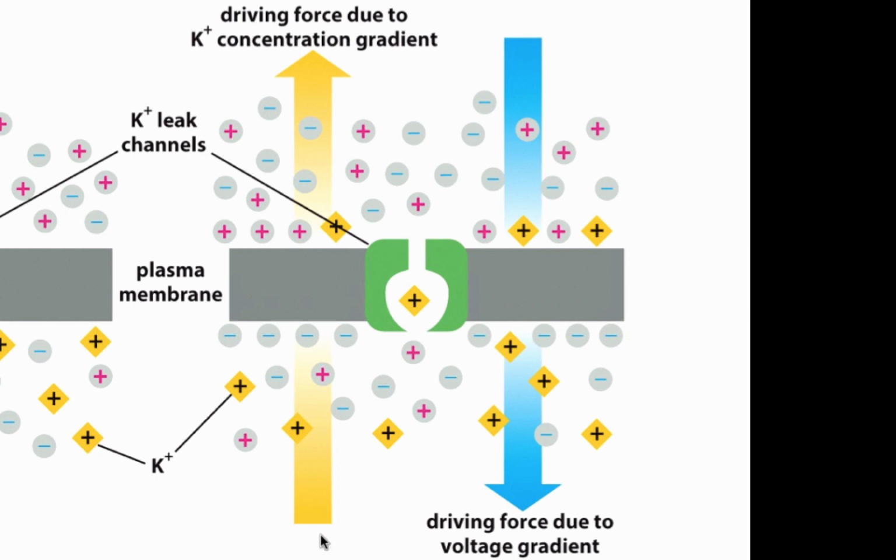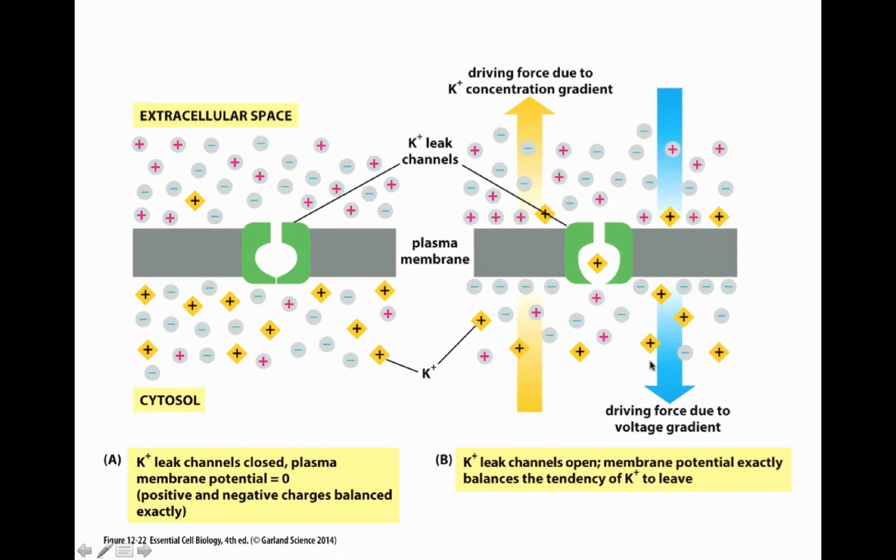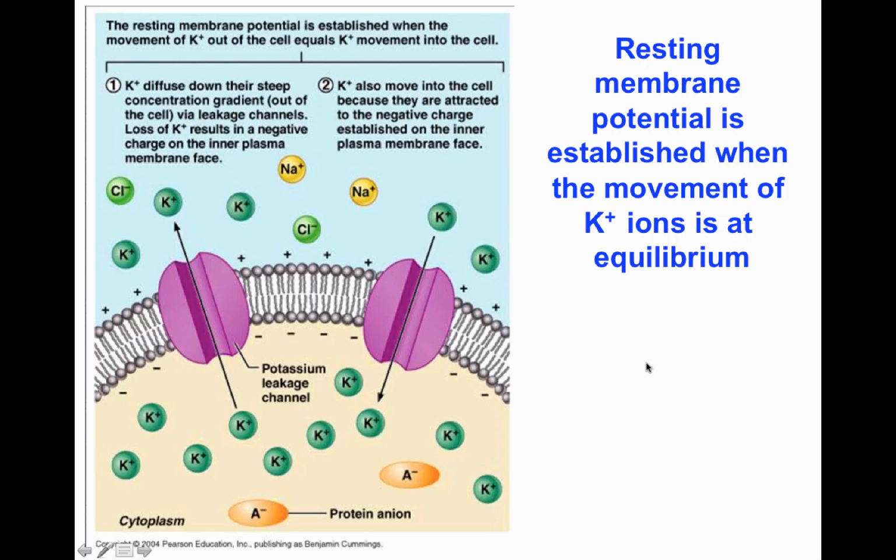So whereas the potassium gradient is driving the potassium ions to leave the cells through the channel, the membrane potential, the voltage gradient, is attracting the ions inside the cell because of the greater negative charge within the cytoplasmic part of the cell. In that regard, the membrane potential exactly balances the tendency of the potassium ions to leave due to their concentration gradient. This is also illustrated in this other figure.